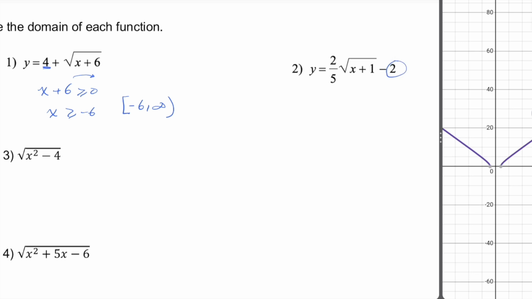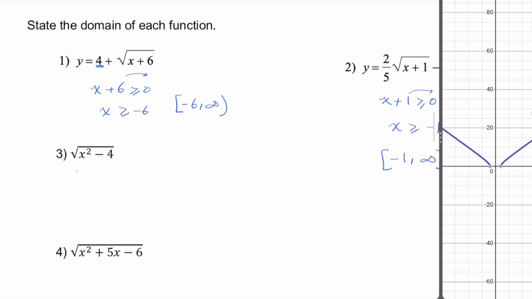Similarly here, this constant or coefficient will not affect the domain of a radical function. I just need to take whatever is under the radical, because this is linear and it's an even root. So it's a restricted domain, greater than or equal to 0. Move the 1 to the other side, so x is greater than or equal to negative 1. So in interval notation, it is negative 1, comma positive infinity, closed here, open here.